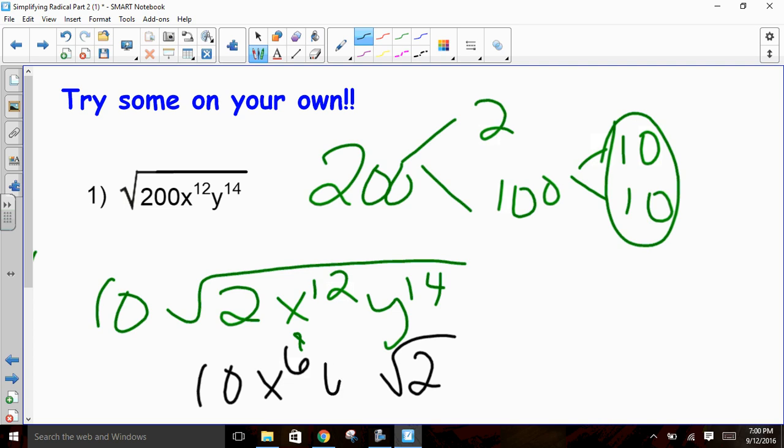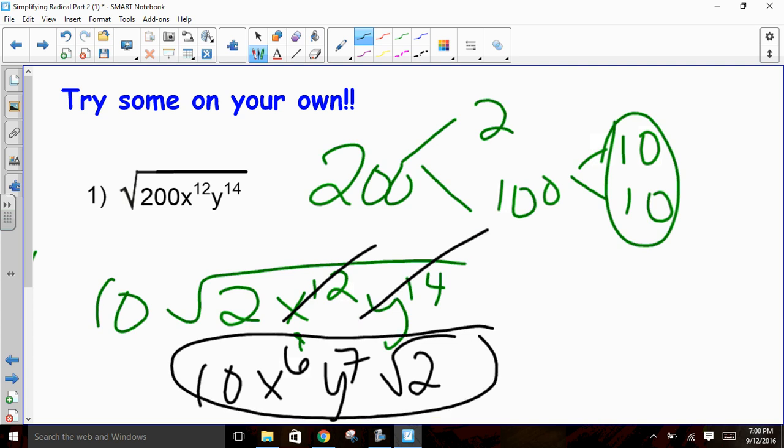7, right? Because you have 7 groups of 2, because 14 divided by 2 gives me 7. Well, I dealt with all my X's, I dealt with all my Y's. Here's my answer. So what I can do is I can divide.